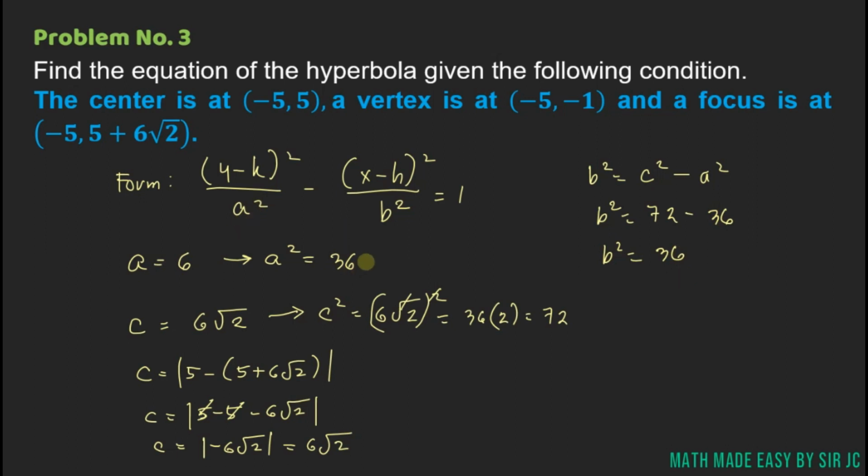Okay? We already have a squared, b squared, and the center. Therefore, we can now find the equation. We have y, our k is 5, so minus 5 squared over our a squared, 36, minus x. Our h is negative 5, so minus negative becomes plus 5 squared over 36 equals 1. Okay, so that is how to find the equation of a hyperbola given some conditions.